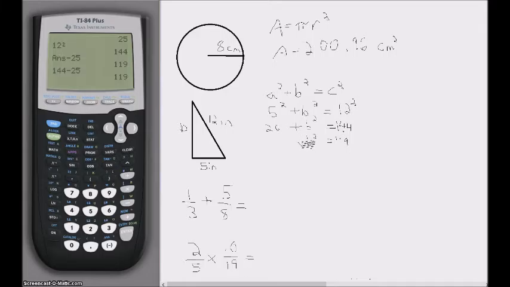So to undo a square, I got to square root it. So I need to do the square root of 119, so I'm going to do second, that's that blue key, and then the x squared key, and then 119, hit enter, and I'm going to get b is about 10.9 inches.